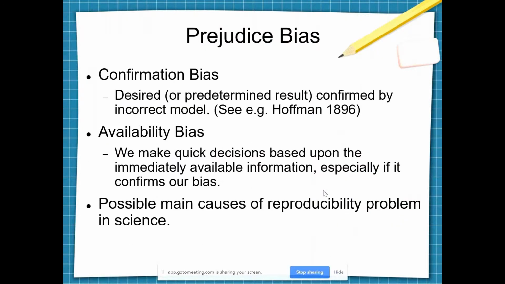There's also prejudice bias, which was mentioned before: if you get a result from your model or from your data that you want, that, for example, can get your idea funded or make a lot of money, then you tend to stop looking for additional results, or stop looking for data that can disprove your model.